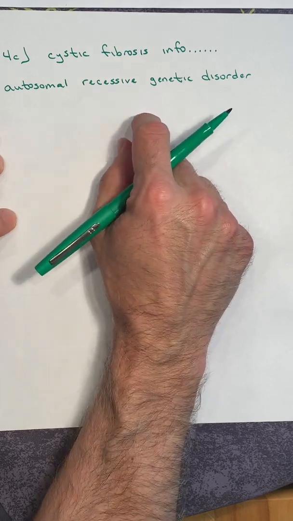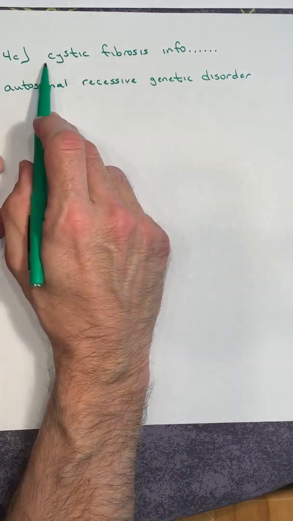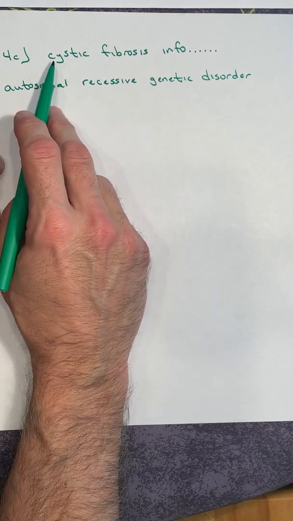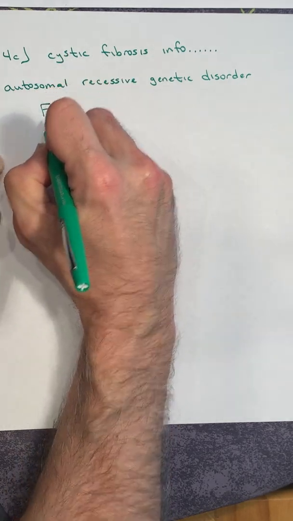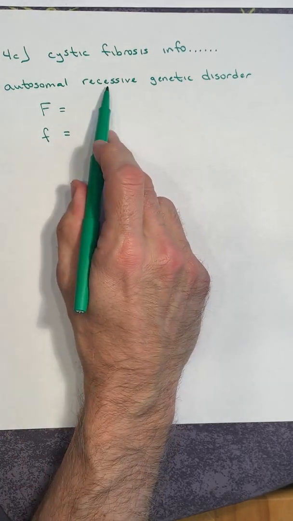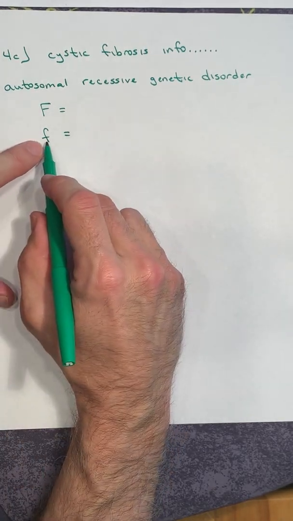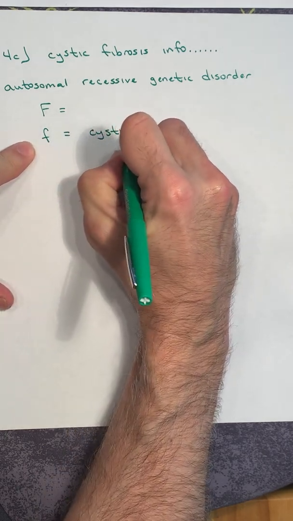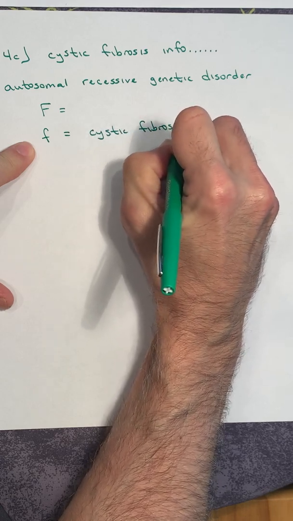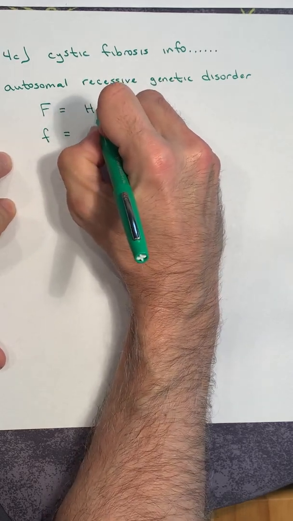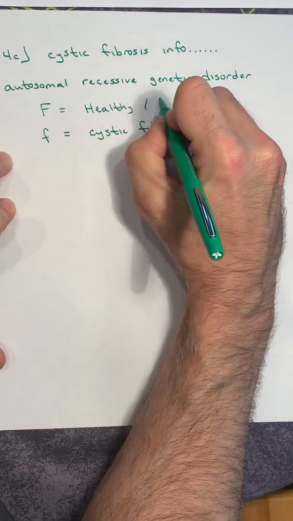So after you've given us some background information, it's time to define your alleles. Now, it's tempting to choose C for cystic fibrosis. You don't want to do that because the capital C and the lowercase c look the same. So I'm going to grab F because the capital F and the lowercase f look dramatically different. Now, this is a recessive disorder, which means the lowercase f or the recessive allele, this is your condition. So the lowercase f is your cystic fibrosis allele. That means that your dominant F, this is your healthy allele or your typical allele.